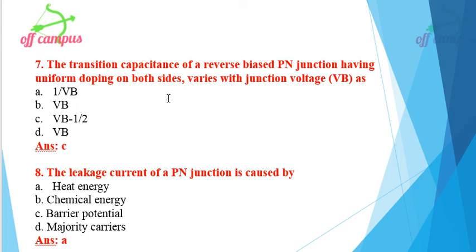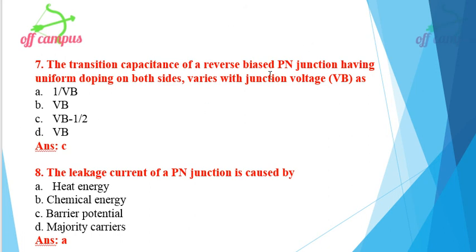Before looking at the options, we need to know that the PN junction diode can exhibit two types of capacitance at higher frequencies. One is diffusion capacitance, and the other is transition capacitance, also called depletion capacitance. Diffusion capacitance dominates under forward bias, whereas transition capacitance dominates under reverse bias.